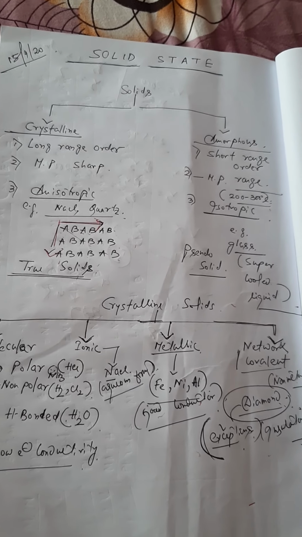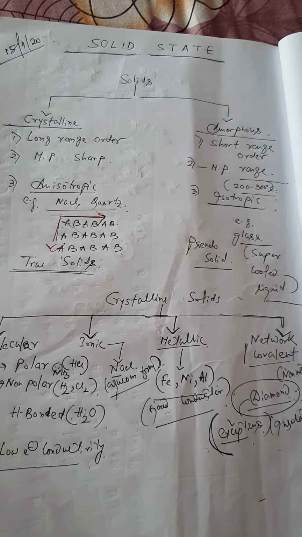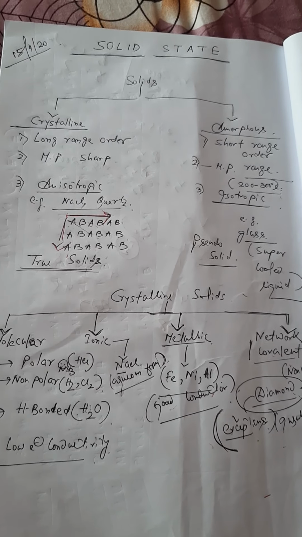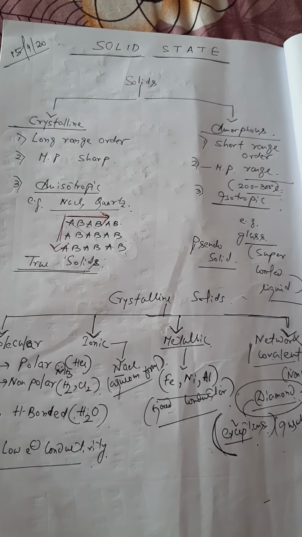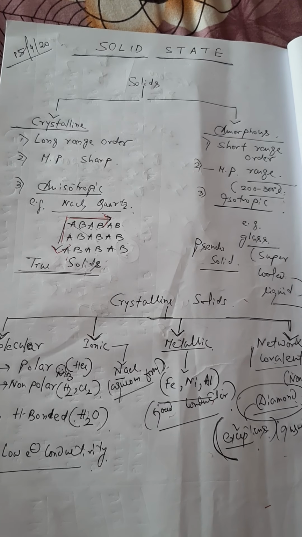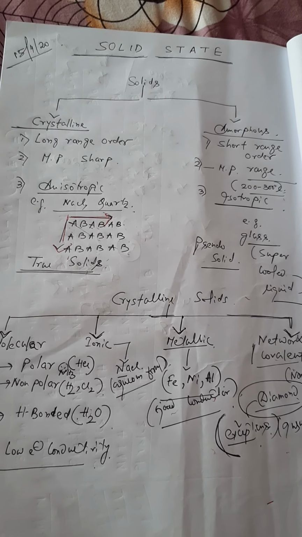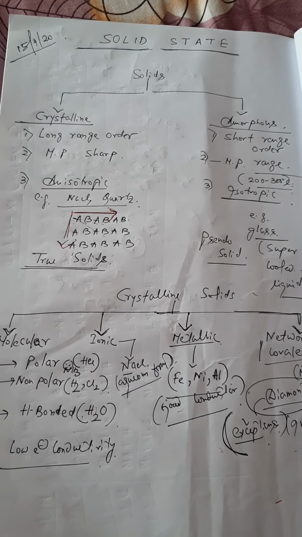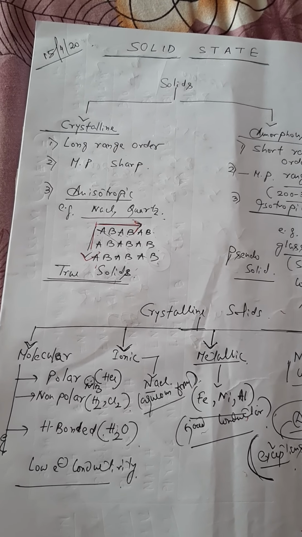Okay, student, today I'll start solid state. Solid state, what is solid actually? Solid means the chemical substances which are rigid, which have definite shape, definite volume, and higher intermolecular forces. They are called solid.